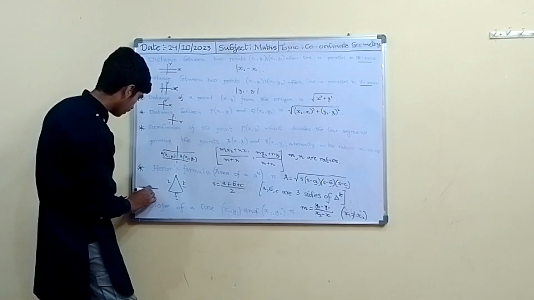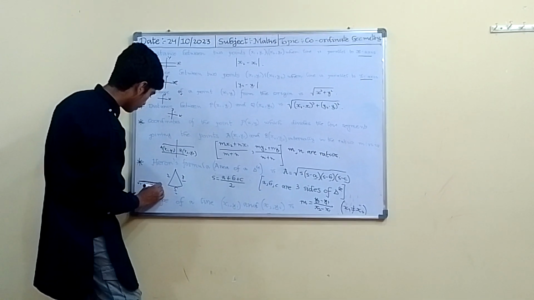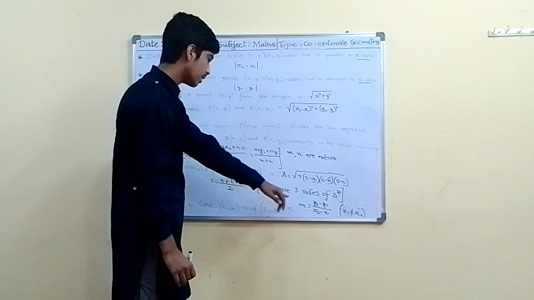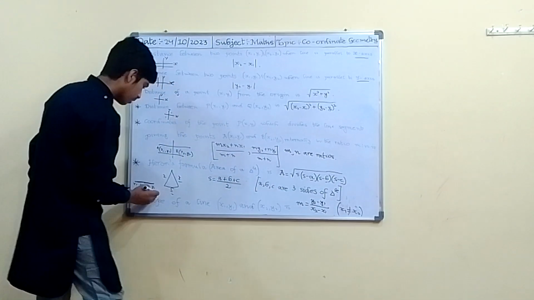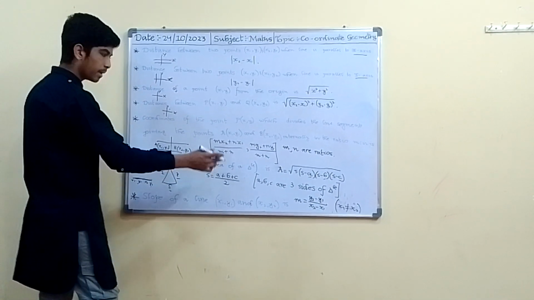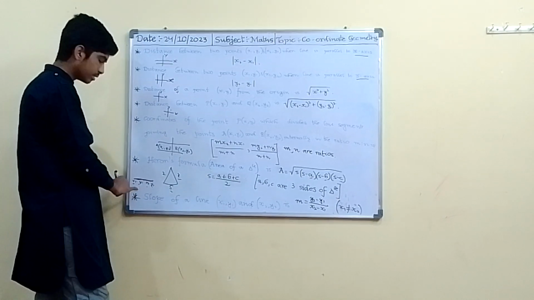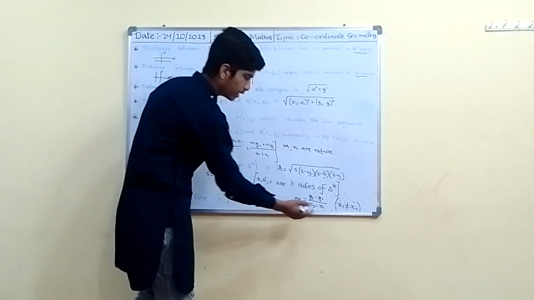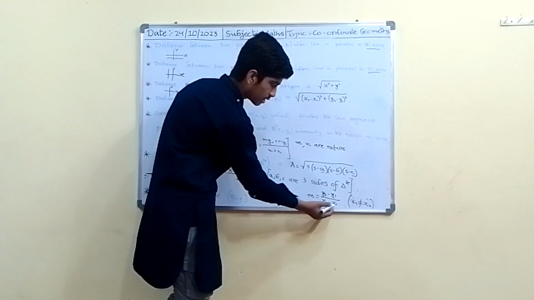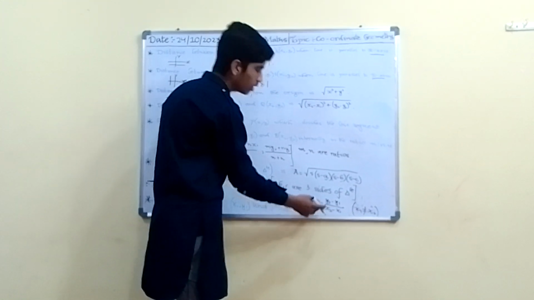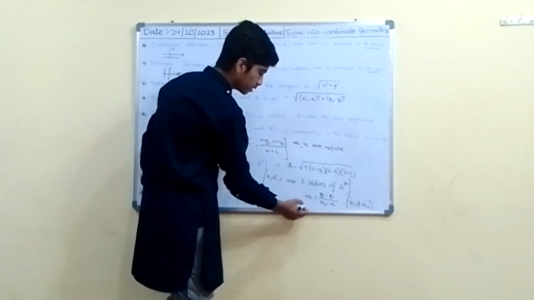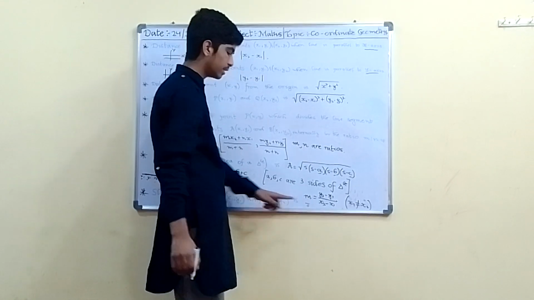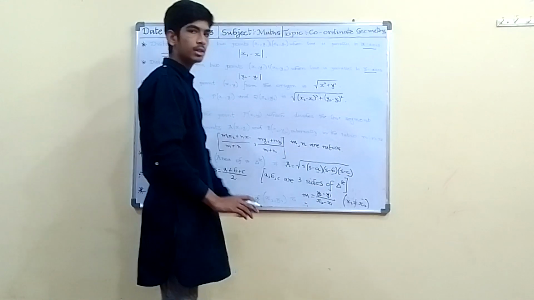For points x1, y1 and x2, y2, the slope m is equal to (y2 minus y1) by (x2 minus x1). This is the last formula, where x1 is not equal to x2, because if x1 is equal to x2, suppose x is 2 and x is 2, 2 minus 2 will become 0. So the denominator will be 0 and it is undefined. So x1 is not equal to x2.